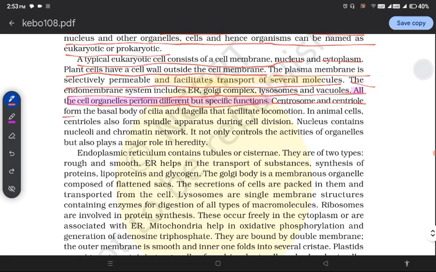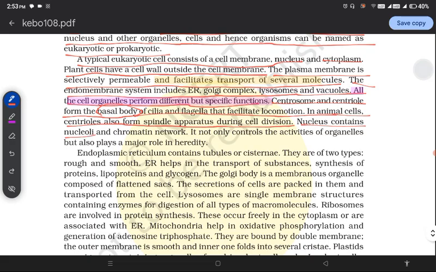Centrosome and centrioles form the basal body of cilia and flagella that facilitate locomotion. In animal cells, centrioles also form the spindle apparatus during cell division.